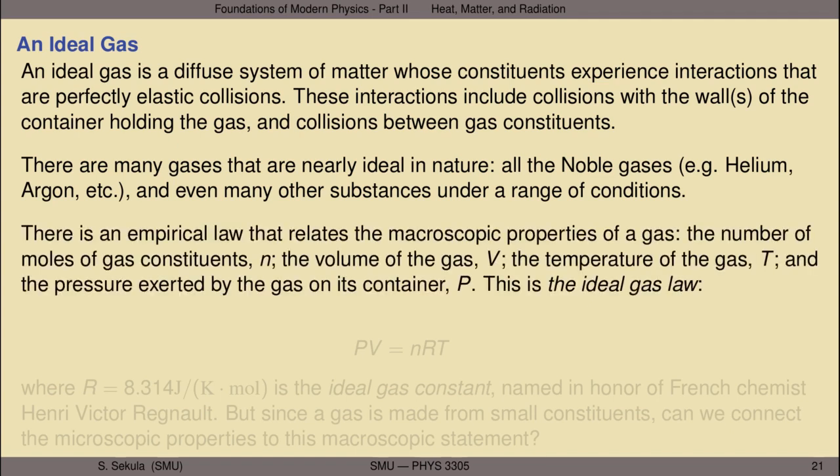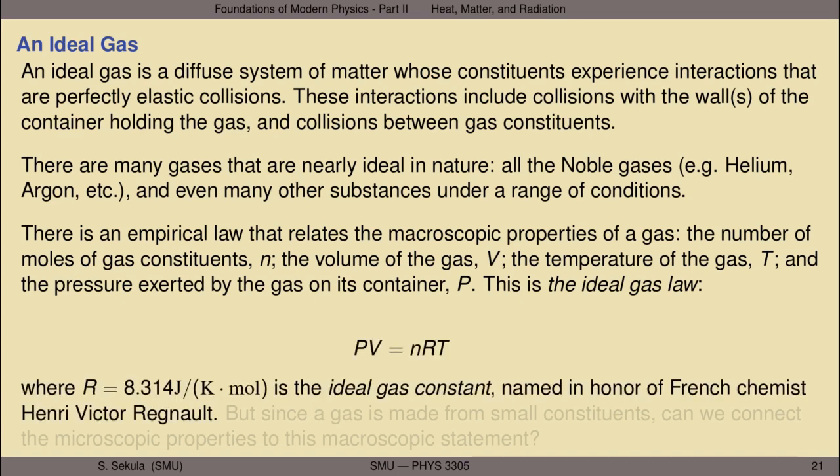Careful experimentation on systems that behave in this sort of ideal manner has revealed that there is an empirical law that relates the macroscopic properties of a gas: the number of moles of gas constituents, given by the lowercase letter n, the volume of the gas, given by the capital letter V, the temperature of the gas, given by the capital letter T, and the pressure exerted by that gas on its containing volume, for instance, the walls of the container that hold it, denoted by the capital letter P. This equation is known as the ideal gas law.